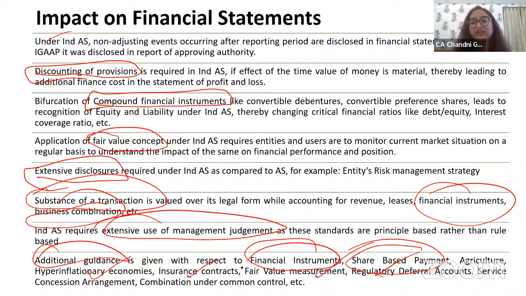So I think with the introduction of Ind AS, the financial statements of the companies have become more robust. They give a better, more true and fair view, right? There is principle based guidance, but yes, there is guidance on specific and exceptional items. And yeah, with the use of fair value, I think the financial statements are up to date. They are being updated on a real-time basis. And yes, the impact has been huge.